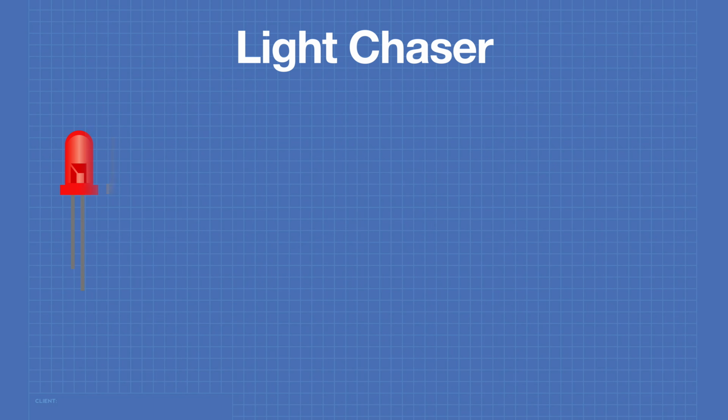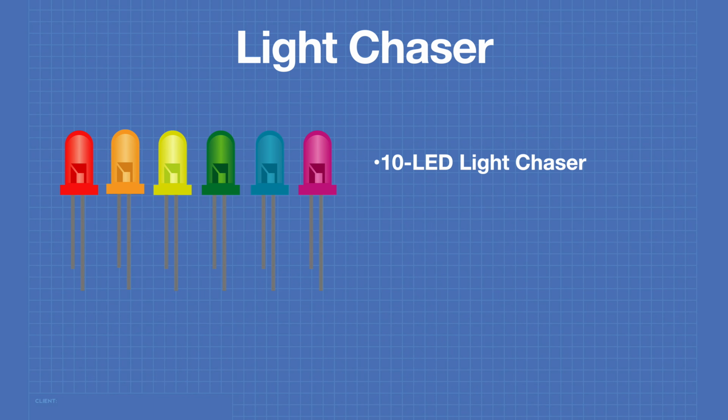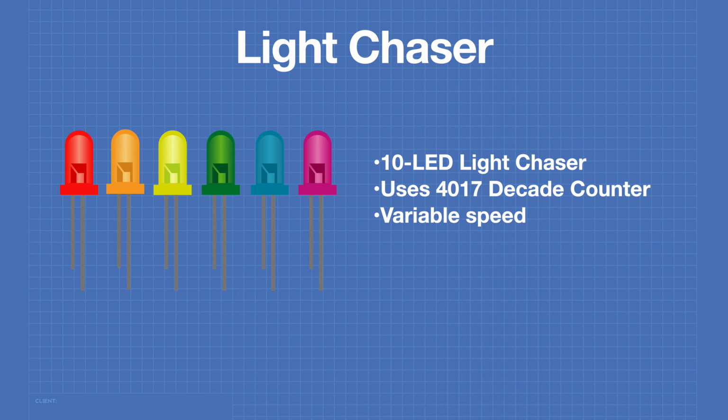Now for this 555 timer project, we're going to build a 10 LED light chaser. Our device will make use of a 555 timer as well as a 4017 decade counter. The light chaser will have a variable speed, so you can adjust the rate at which the lights chase.